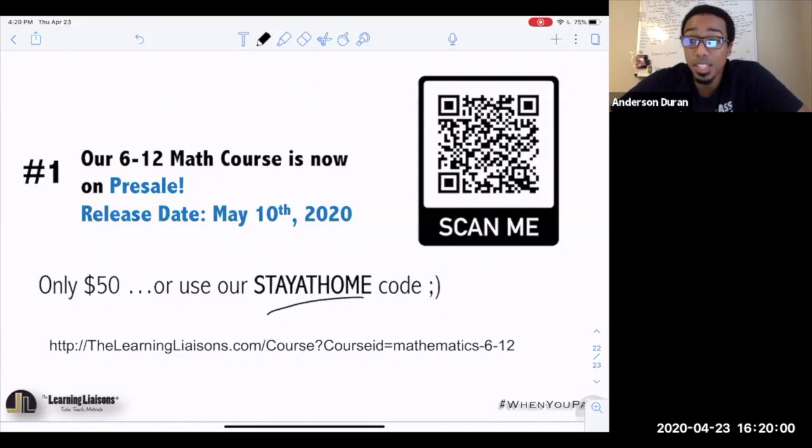So the problems that we did today fell under competencies 1, 2, and 3. So the algebra part, the advanced algebra, and then taking a little peek at that geometry.